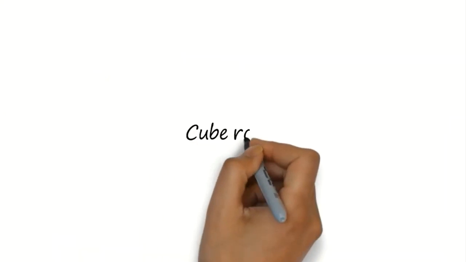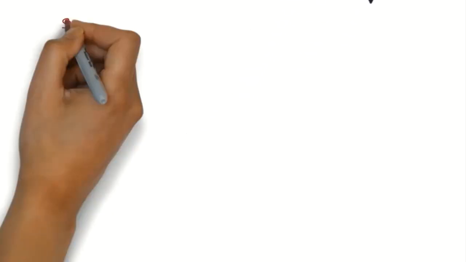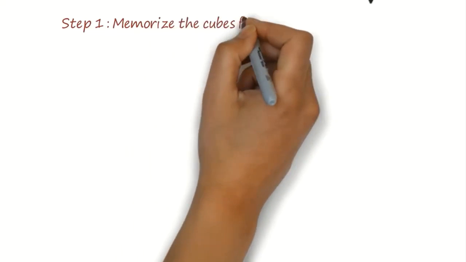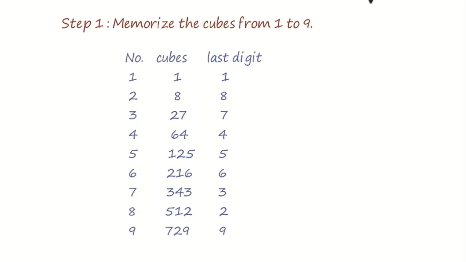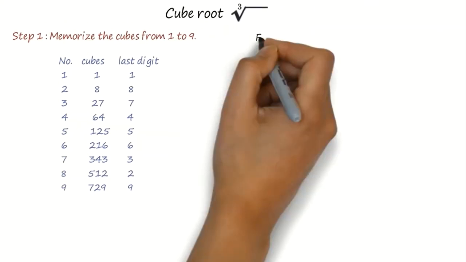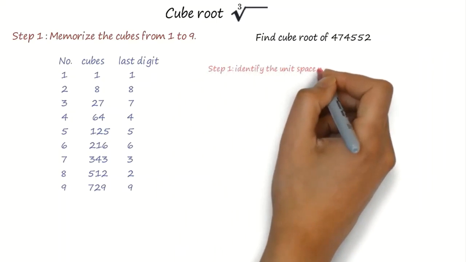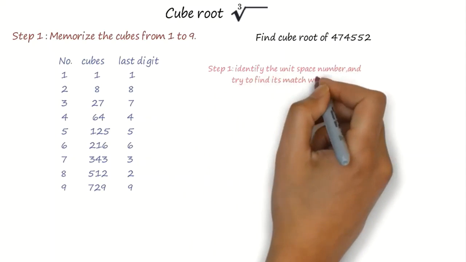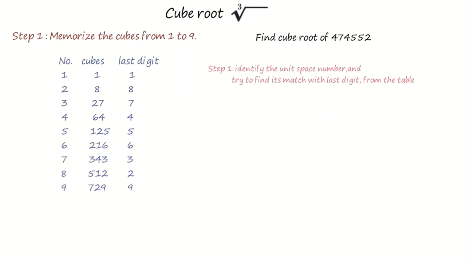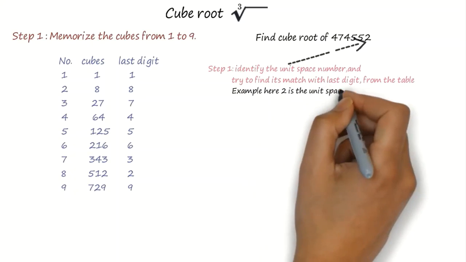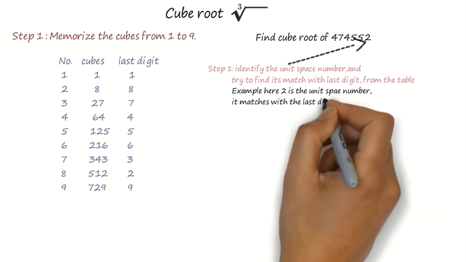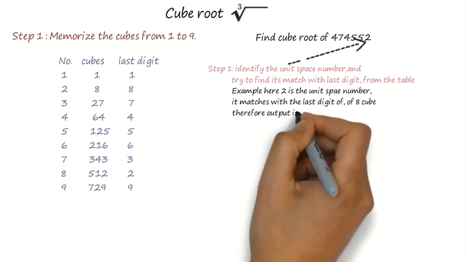Let me now give you a trick through which you can very easily find cube root of any large number. The only thing is you have to remember this table, that is the cube of the numbers from 1 to 9. So let's see how to find out cube root of a 6-digit number, 474552. The first step is to identify the unit place number and match it from the table with the last digit. So here in this case the unit digit is 2, and as per the table 8 cube is 512, which has the last digit as 2. This means in our answer 8 will be in unit place.